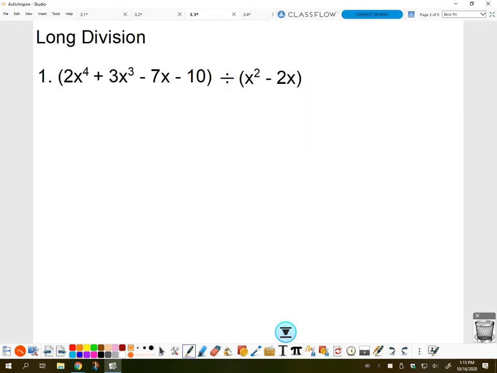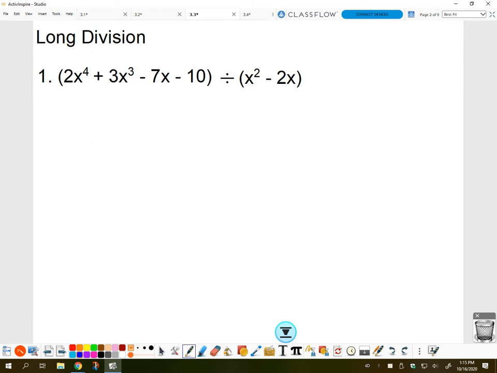Alright, so we have long division, we have synthetic division. Long division has its place because synthetic division only works when you're dividing by something that's linear. So to do long division, you have to remember that you know how to do regular division. So I'm going to spare you the third grade long division tutorial. Hopefully you remember how to divide.